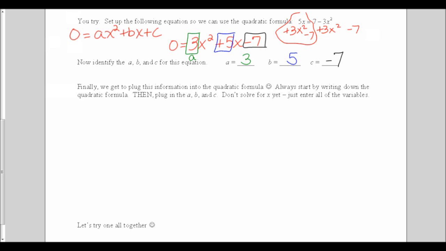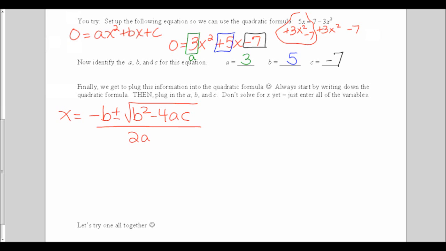Finally, we get to plug this information into the quadratic formula. Always start by writing down the quadratic formula, then plug in the a, b, and c. We're not going to solve this yet. We're just going to enter all the variables and plug them into the formula. Copying the quadratic formula from up above, x is equal to the opposite of b plus or minus the square root of b squared minus 4ac, and that's all over 2a.